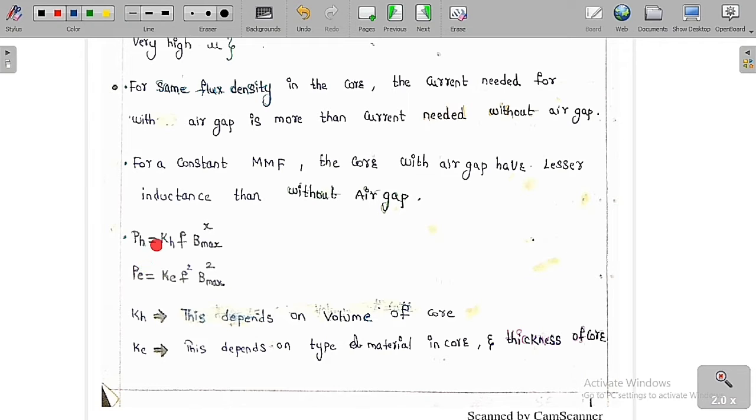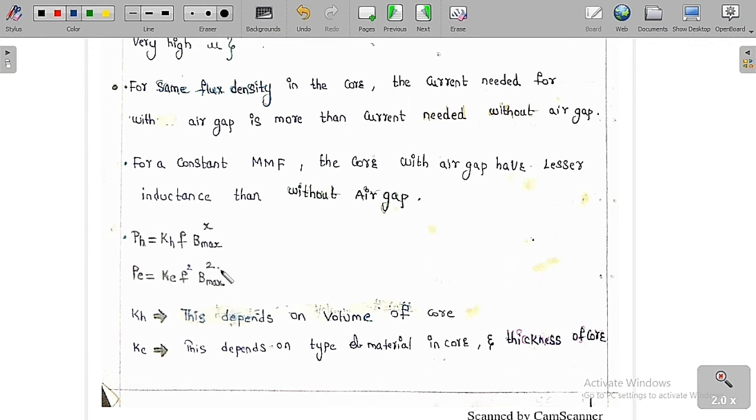Then hysteresis loss is equal to Kh into f into Bmax to the power of x, where x is equal to 1.6, whereas eddy current loss is equal to Ke into f square into Bmax square. I have already told you these basic equations. Kh is called the hysteresis coefficient constant. This depends upon the volume of the core, and Ke is called the eddy current coefficient. This depends upon the type of material of the core and also the thickness of the core.